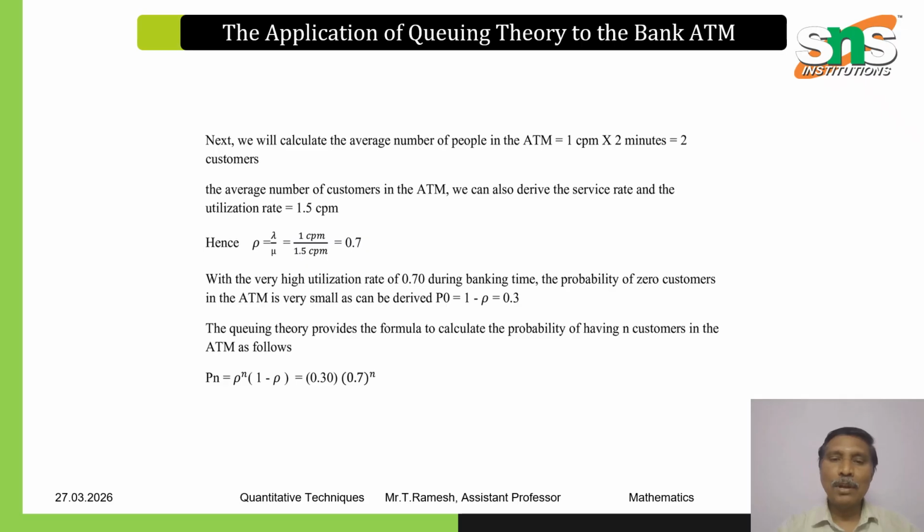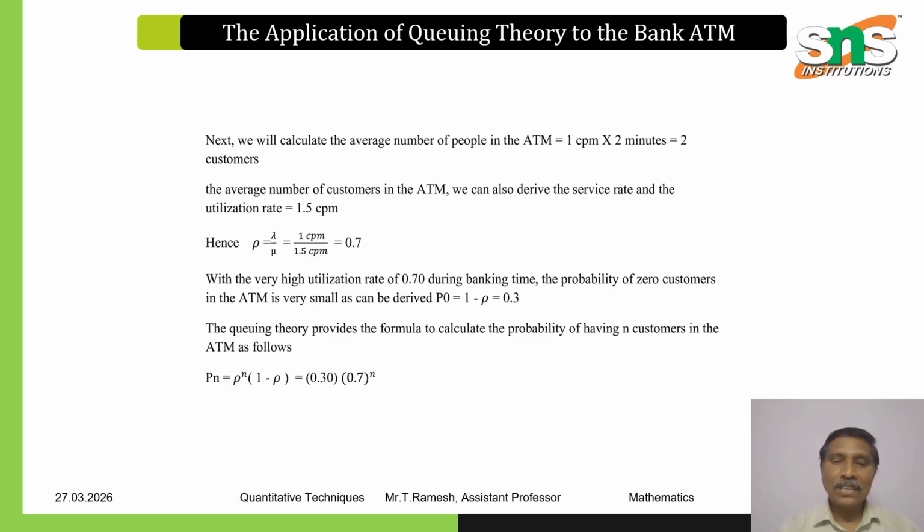It is rho, that is lambda by mu. The ATM is always busy, that means the people continuously enter the ATM and get the service. So that is the utilization factor. We calculate it by rho, so rho is lambda by mu. Already we have lambda as 1 customer per minute and mu, previously calculated, as 1.5 customers per minute. So totally 0.7.